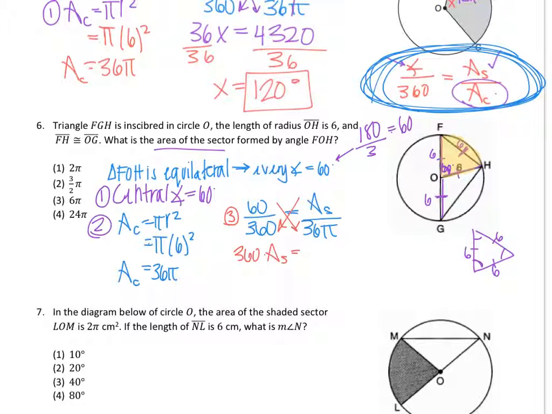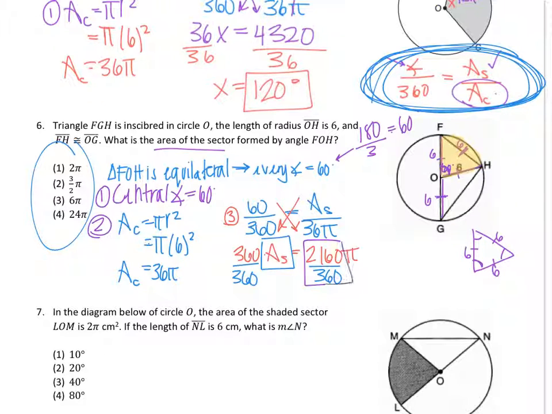And now we're doing 60 times 36 in the calculator to give us 2160. Don't forget to attach the pi on the very end. Getting A by itself, we have to divide by 360. And you'll notice that all of the choices are in terms of pi, so we should leave ours in terms of pi. So in the calculator, you're going to type in 2160 divided by 360.